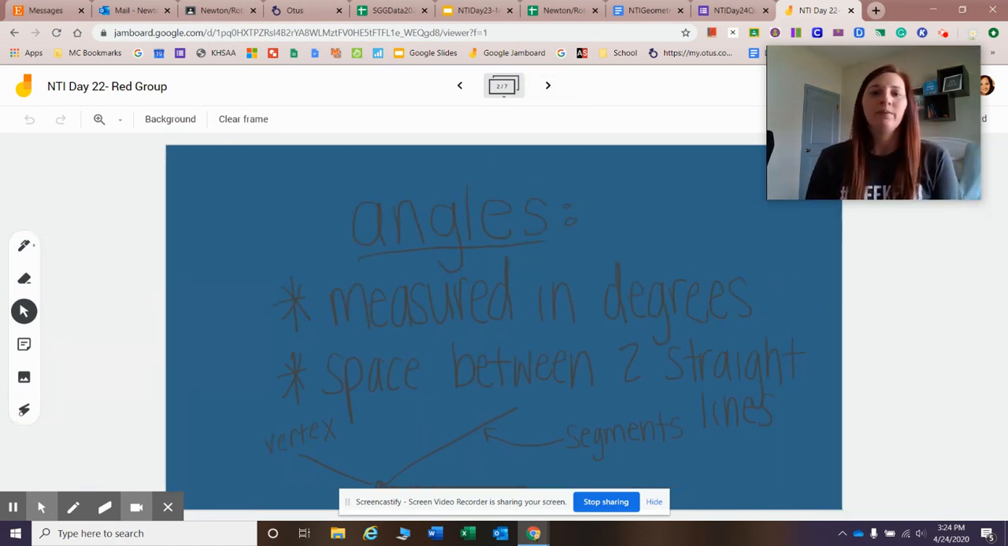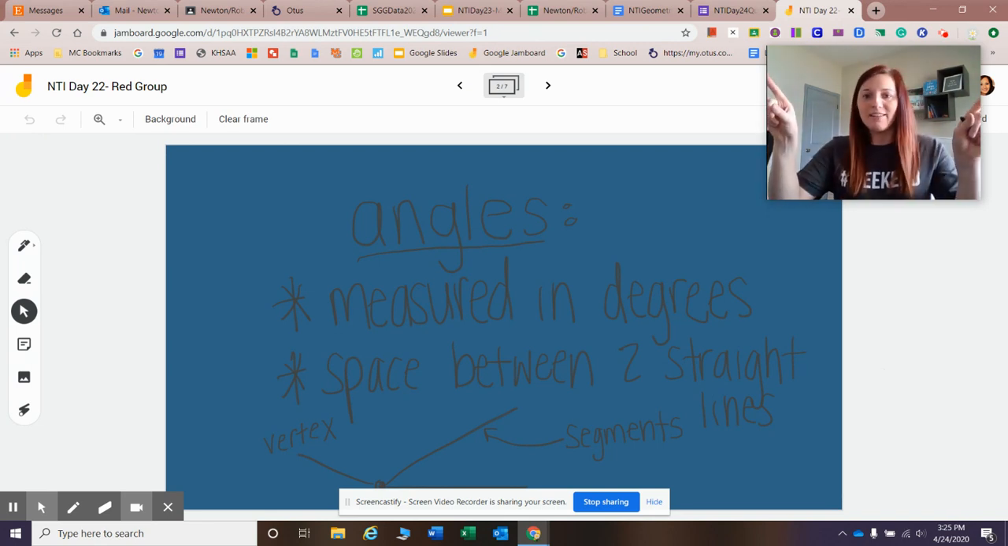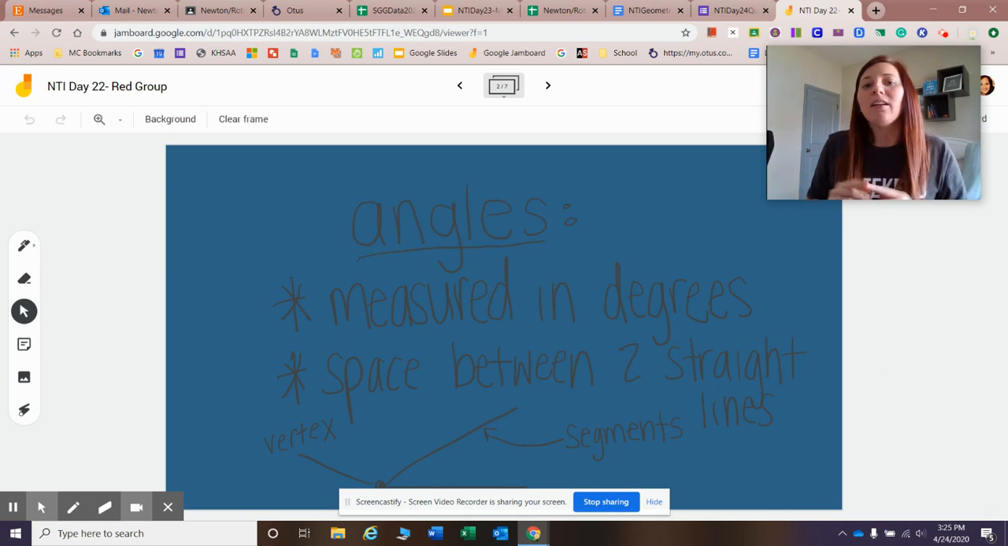What is an angle? Well, an angle is measured in degrees, and it's the space between two straight lines. So we're measuring that space between two different straight lines that meet together. And instead of calling them lines, the fancy term for them is segments. And the point where they meet is called the vertex. So the point where they meet is the vertex, and the two lines as they come together are called segments. And we're going to be looking at how we can classify and measure different angles.